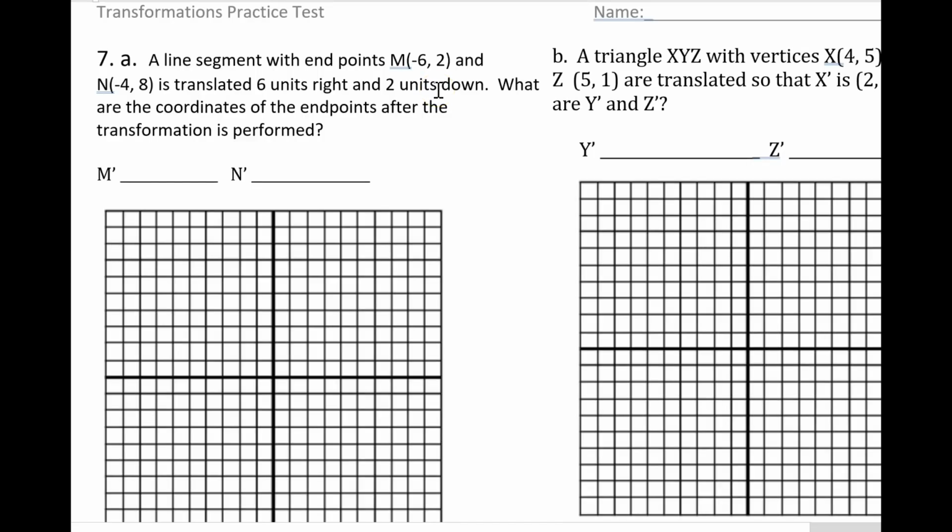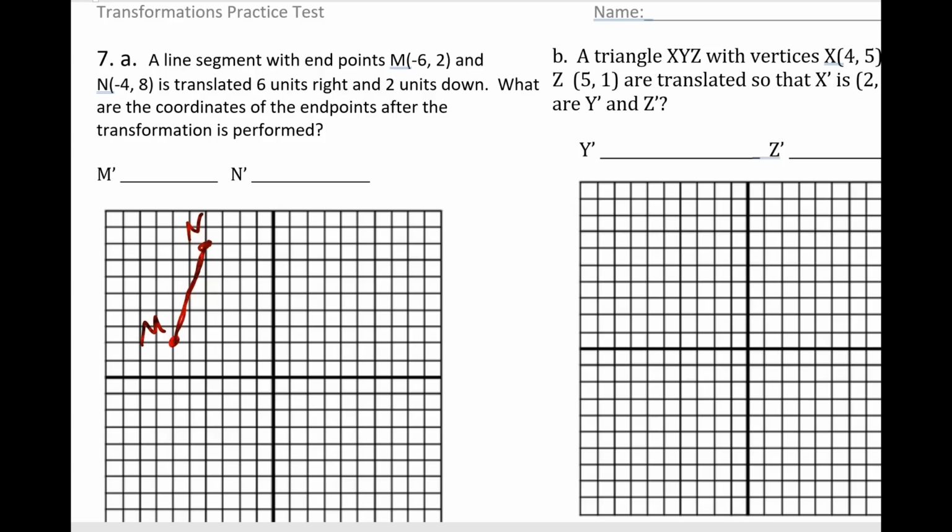All right, so M is (-6, -2). 1, 2, 3, 4, 5, 6. That's negative 6, negative 2. Negative 6, positive 1, 2. That's M. And then N is (-4, 8). Negative 1, 2, 3, 4, 1, 2, 3, 4, 5, 6, 7, 8 is N, right? And it's a line segment. These are the endpoints. So that's that.